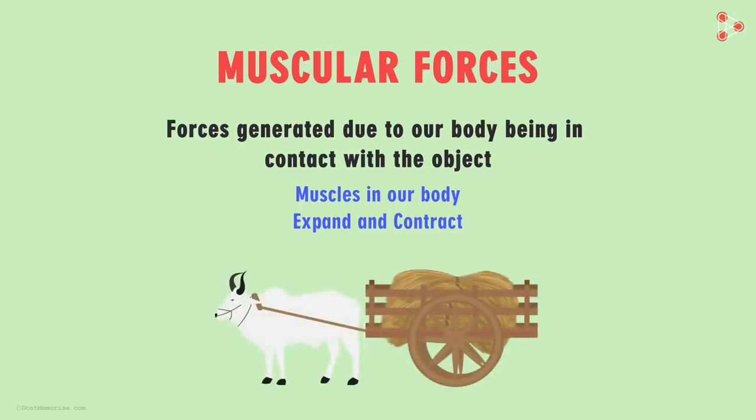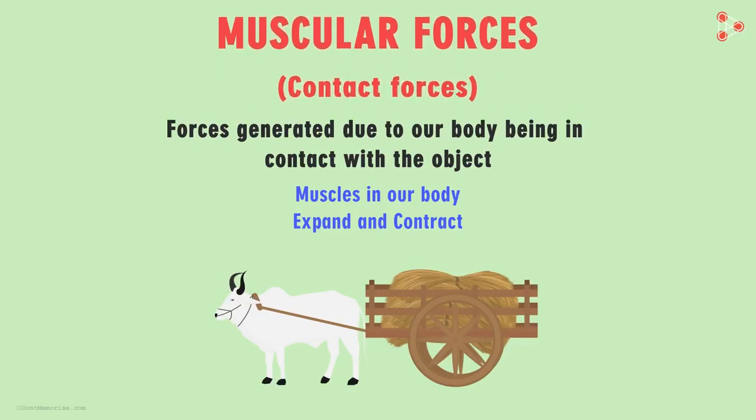A bullock cart is used to carry load from one point to another. Bullocks are tied with a cart and the load is then added onto the cart. The bullock then applies muscular force on the cart and moves it forward. So a muscular force is a contact force. Are there any other contact forces other than muscular force? Yes, there are. We will see them in the next video.